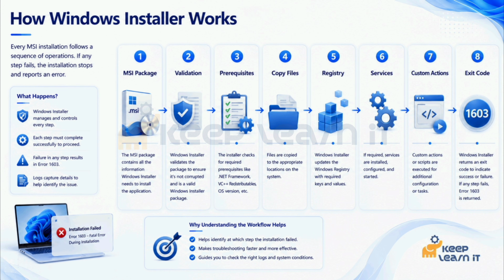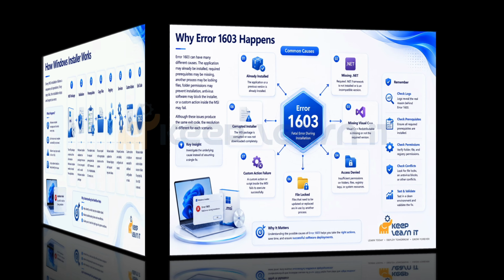Every MSI installation follows a sequence of operations. Windows Installer validates the package, checks prerequisites, copies files, updates the Windows registry, installs services if required, executes custom actions, and finally returns an exit code. If any of these operations fail, the installation stops and reports an error. Understanding this workflow helps us narrow down where the failure occurred.